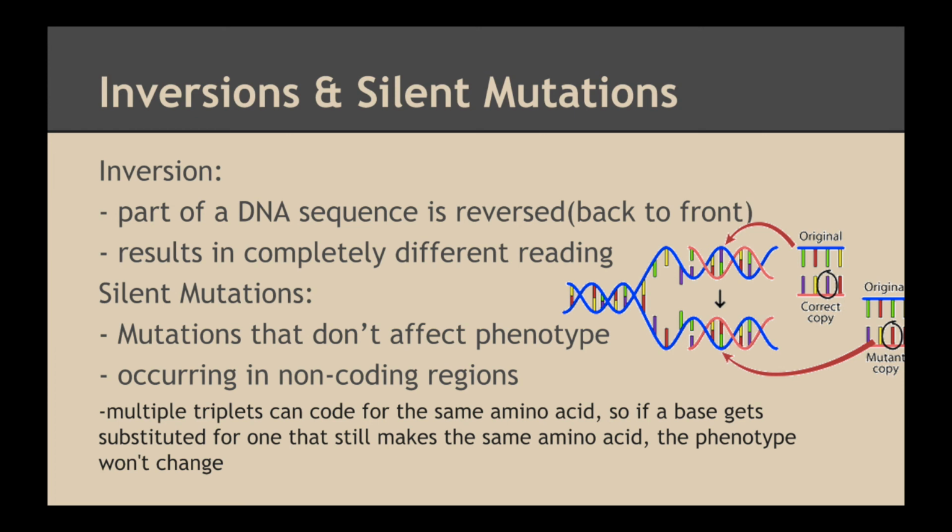Multiple triplets can code for the same amino acid, so if a base gets substituted for one that still makes the same amino acid, the phenotype won't change. This is also an example of a silent mutation.